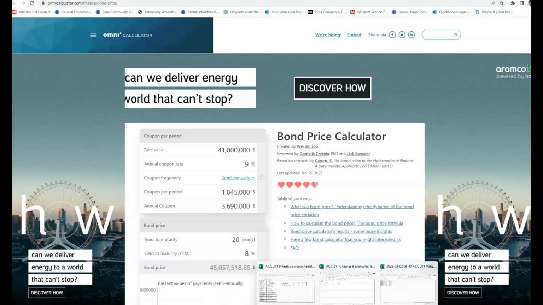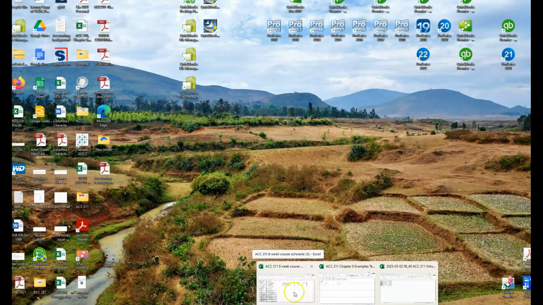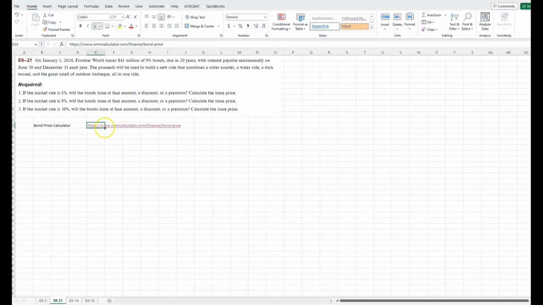Okay, let's go back to this. So for 1, it will issue at a premium. For 2, if the market rate is 9% and the face rate on the bond is 9%, then it's going to issue at face value. It's going to issue at 41 million. And then if the market rate is 10%, more than the 9% on the bond face, then it's going to issue at a discount.